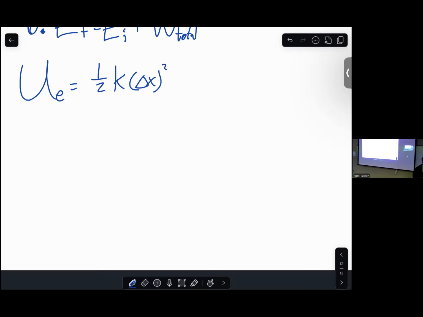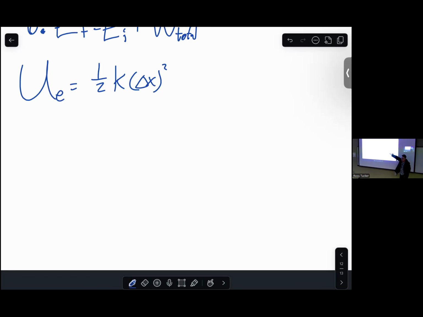Thou shalt not confuse spring constant, little k, with kinetic energy, capital K. I don't know of anything that I multiply kinetic energy by. I can't think of any circumstance where I multiply energy by something. I'll divide it later by time.